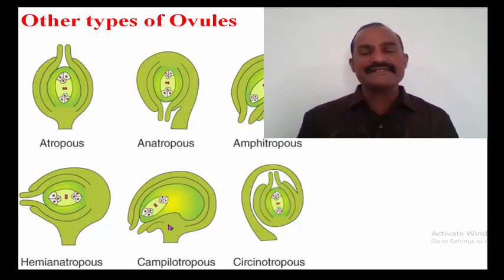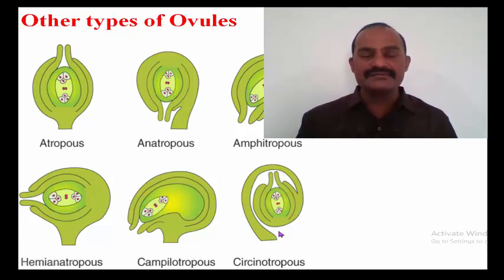Then campylotropous ovule, it is a curve. It is a horseshoe shaped type of ovule, and that's why it is called campylotropous ovule, where you can see this horseshoe shaped structure. The last one is called sarcinotropous. Sarcina means spring, where the funicle forms a spring like structure, that is called sarcinotropous ovule.